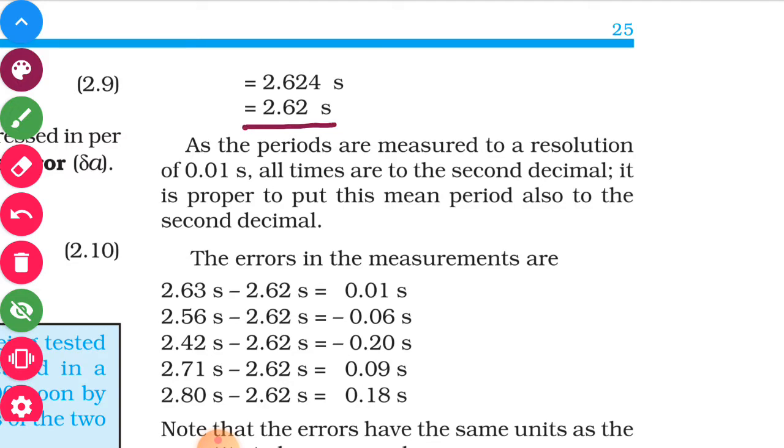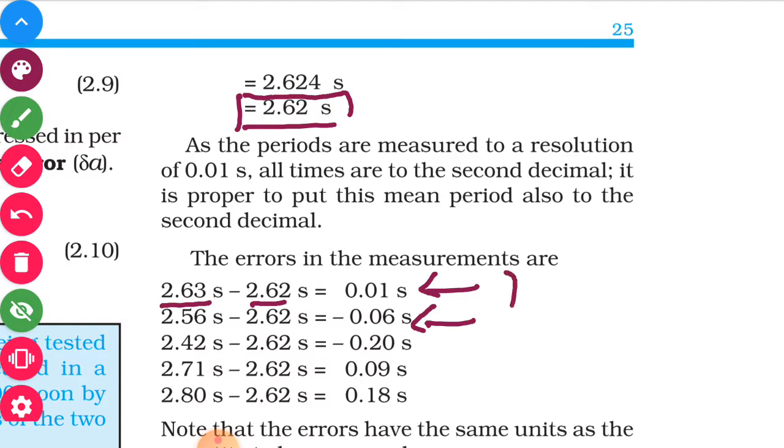Now what is done? This mean value which you got is subtracted from each and every reading. So the first reading is 2.63, minus 2.62, and you will get the value 0.01. Similarly, 2.56 minus 2.62, then you will get minus 0.06. All the values you are getting.